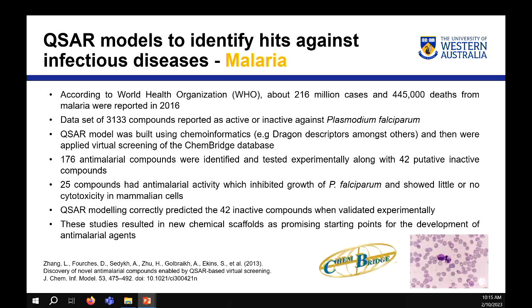So what these studies did was result in new chemical scaffolds as a promising starting point for the development of antimalarial agents. I think this is an amazing way to use the information that is already out there. If you think about the research that everyone does, there's so much information out there. To actually extract all that information and use it in databases like this to inform future drug discovery programs is fantastic, especially using the different aspects, so using safety testing, efficacy, and others to inform the model.